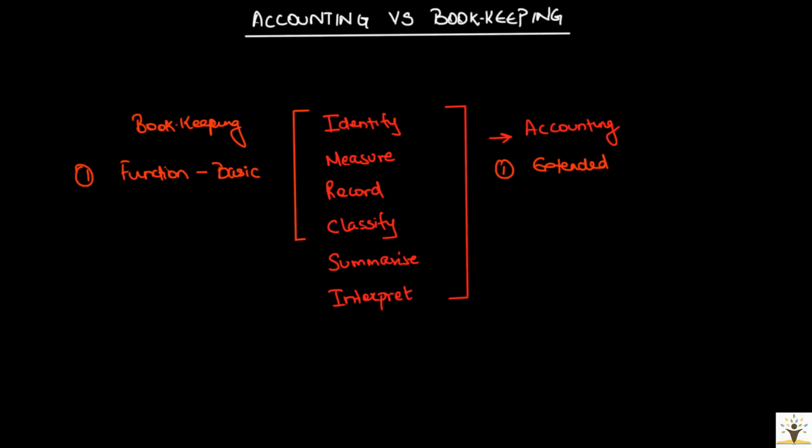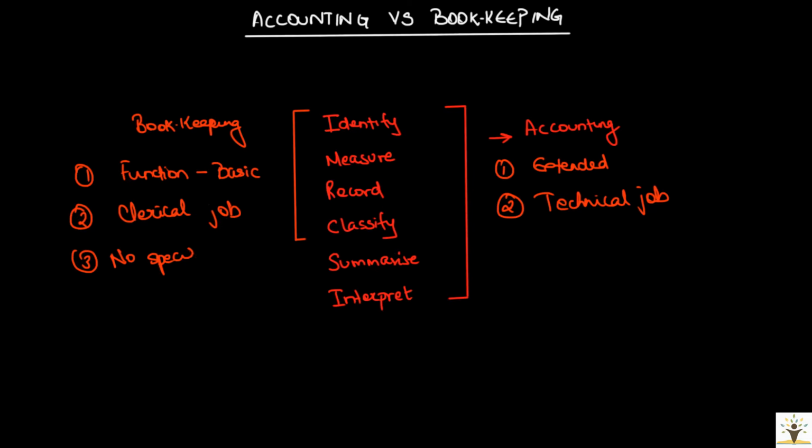The second difference is in the nature of job. Bookkeeping is more of a clerical job, whereas accounting is more of a technical or an analytical job because an accountant is expected to analyze business performance too. Since the nature of job is different, different skills are required to carry out both these activities. Bookkeeping, being a clerical job, doesn't require any special skills or education background by the bookkeeper. But the job of an accountant is an analytical job. They are expected to possess certain qualifications and skills before they can carry out the job.